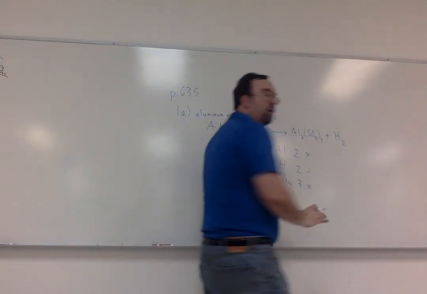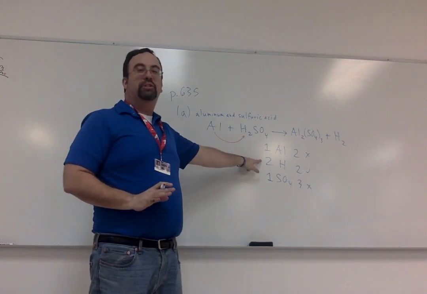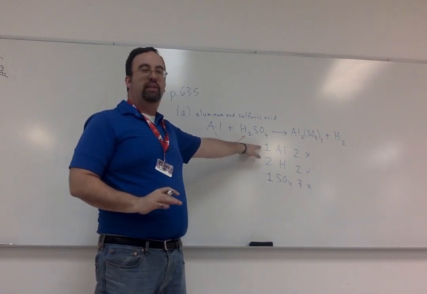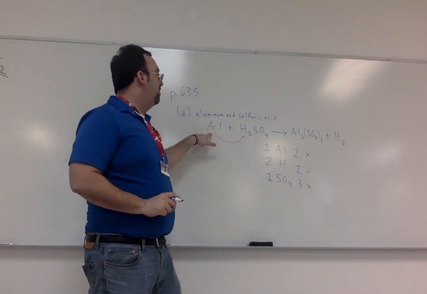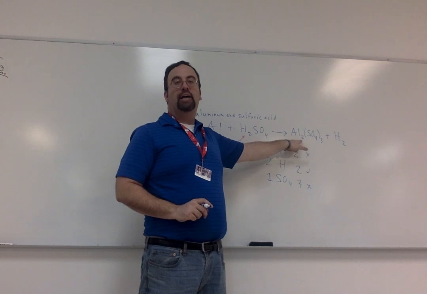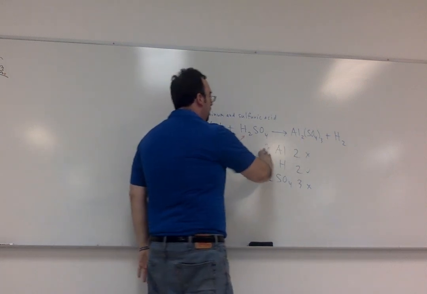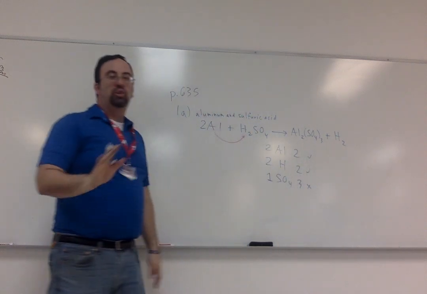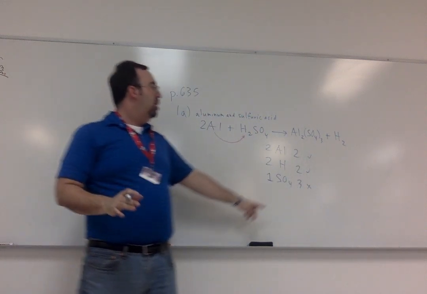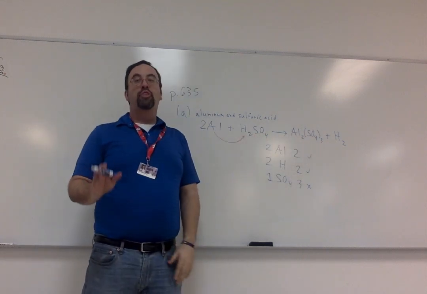Right. So as it stands right now, the only thing that's balanced is the hydrogen. So we need to balance out the aluminum and the sulfate. Notice we have 1 aluminum here, 2 on the product side. This one's easy to balance. We just put a 2 out in front of here. This is now balanced. And so now we need to look down to balance out the sulfate. Notice we have 3 sulfates on the product side, 1 on the reactant side.